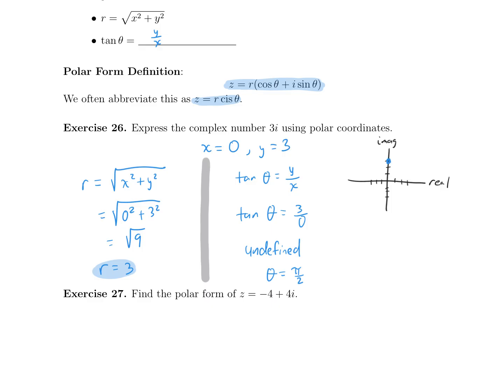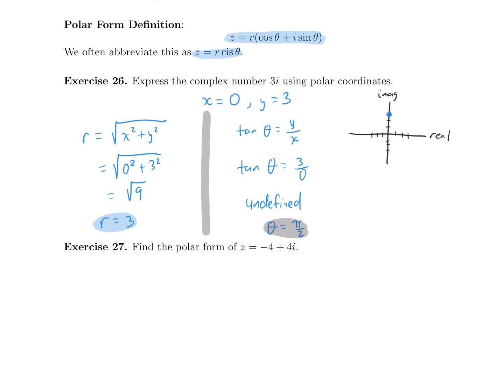And so we know that it's got to be in the upper half of the unit circle, and that corresponds exactly to what pi over 2 is. So that's how you know it's not 3/2 pi instead. Okay, very good. Let's continue.